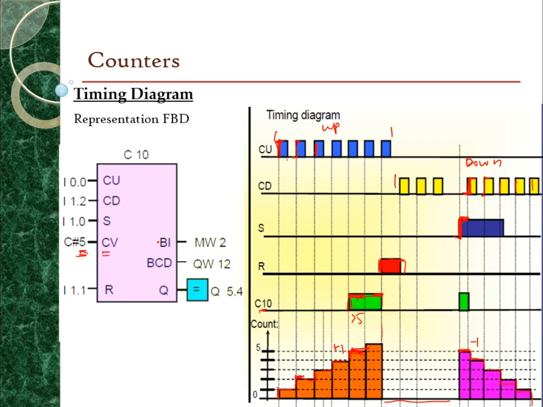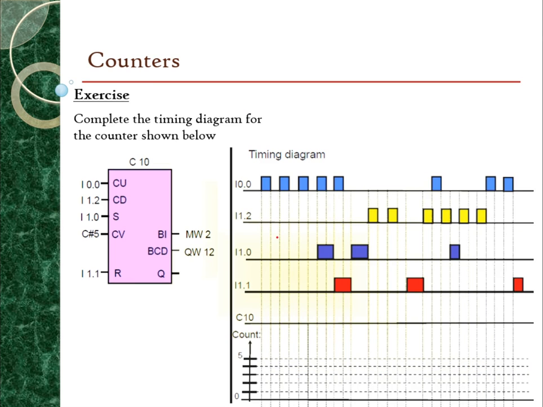Right? So this is the timing diagram of the counter. When we do the example, you can see this one clearly. So now, let us do this exercise. Right now, the counter is not set to its preset value, meaning that this counter will start from 0 here. We started here. Because this input is counting up, this is counting down, this is the set value, and this is the reset value.